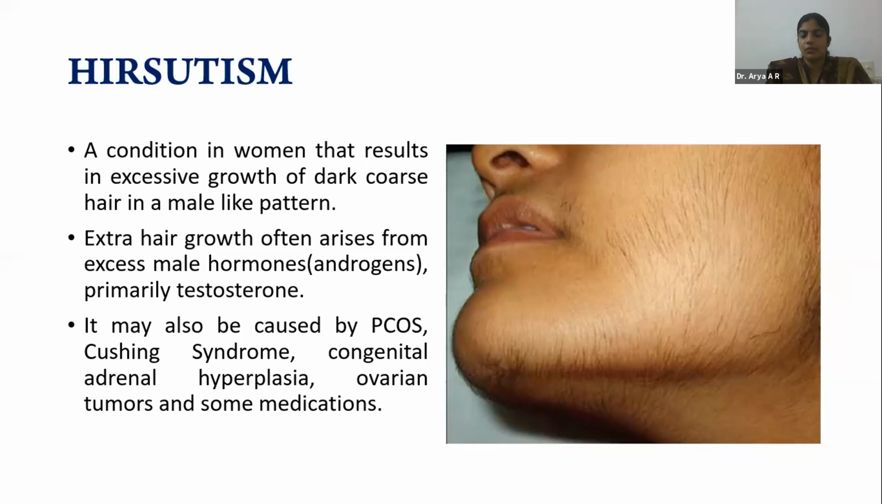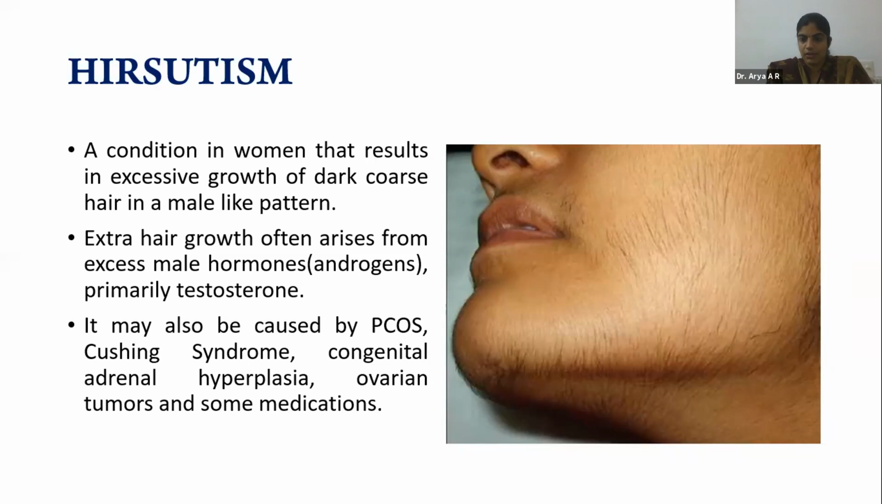This hair growth occurs because of excess male hormone, that is androgen, majorly testosterone. If they have an increase of testosterone in their blood, they will face this condition. And as I said earlier, the majority of females complaining of PCOS would have this hirsutism condition. So PCOS is one of the major factors causing hirsutism. Also Cushing syndrome, congenital adrenal hyperplasia, ovarian tumors, and some medications lead to this condition.